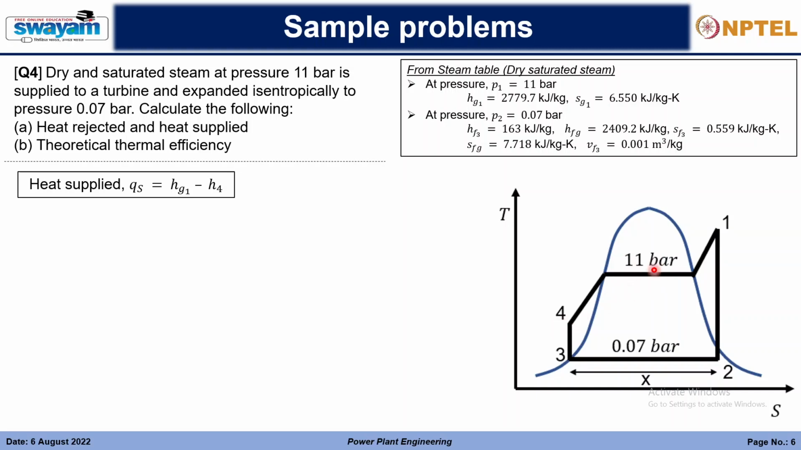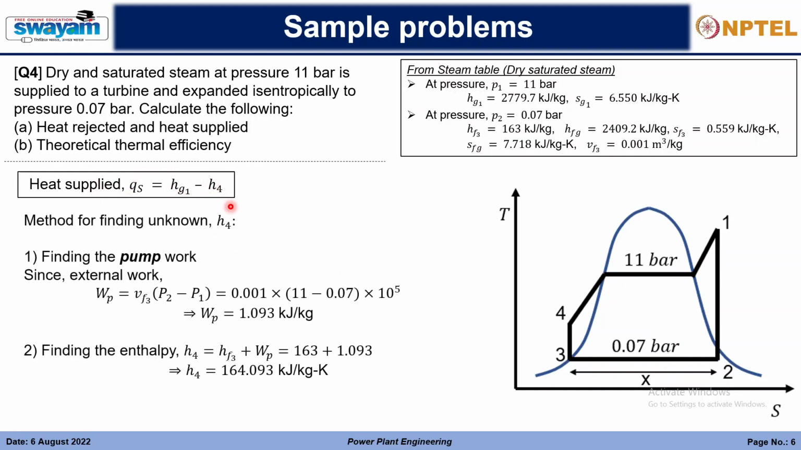So 4 to 1, since no economizer or preheater or even superheater is used, right? Separately we are not analyzing it, we are considering that as a part of the boiler itself. So 4 to 1 is the total heat supplying process. Then here we will just get the difference between Hg1 and H4, so we will get the heat supplied.